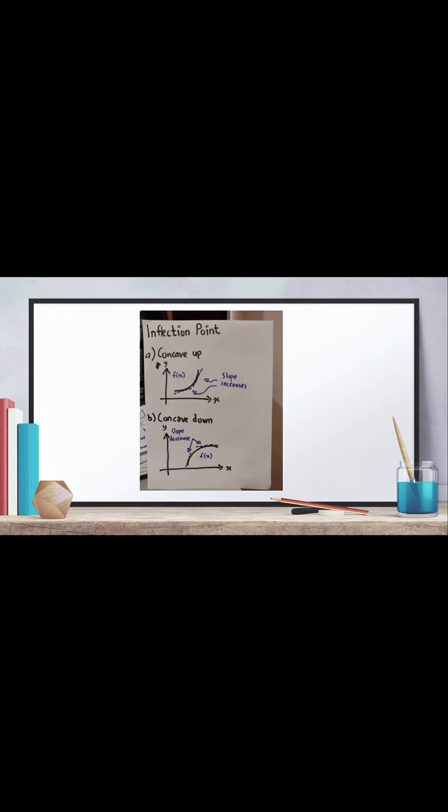So this is the last one you need to know, the inflection point. There are two types of inflection point: concave up and concave down. Concave up is when the slope increases. Meanwhile, concave down is when the slope decreases. The second derivative will reveal if the slope increases or decreases. If the second derivative is positive, then the function is concave up. But if the second derivative is negative, then the function is concave down.